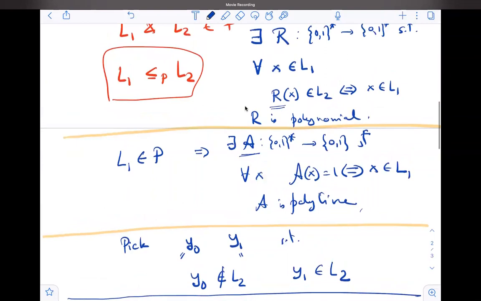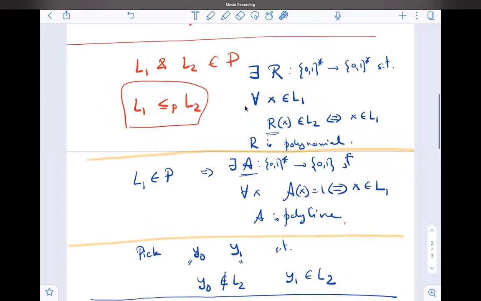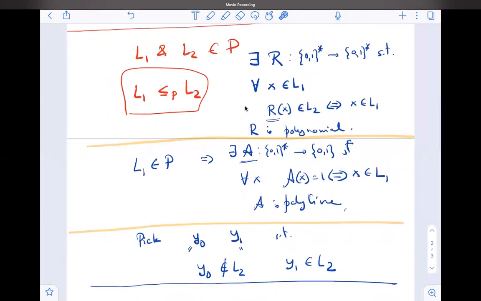So what would my algorithm R be then? We just use A to solve L1, and if it comes out to be yes, we map it to y1. If it comes out to be no, then we map it to y0. That's it. So we don't actually need to determine any reduction. We know that there exists such a reduction, because it's a polytime reduction. That's why this whole trick is working.